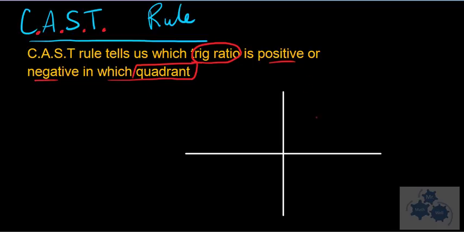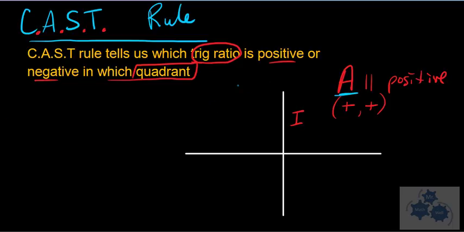Now, the coordinates in quadrant 1, here's quadrant 1. The coordinates for any point in quadrant 1, the signs, S-I-G-N-S, are going to be positive and positive, right? Positive x value, positive y value. So, cosine, sine, and tangent are all positive in quadrant 1. Okay? And there is your A value. That's the A in CAST.